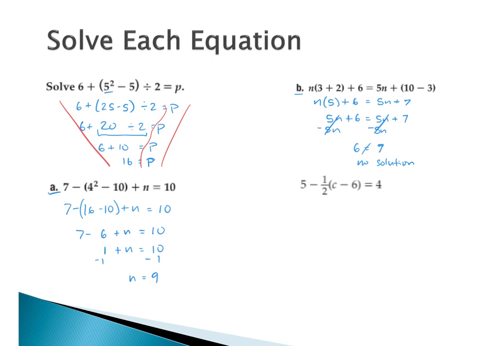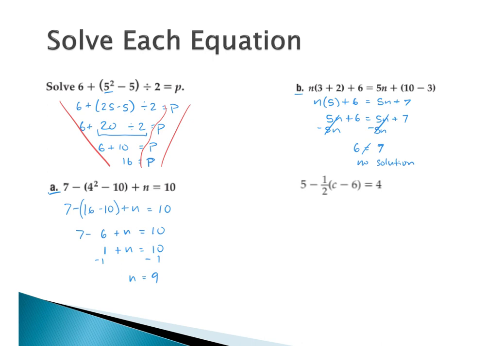So there will be problems where the variables cancel out and you get an answer that doesn't make any sense. 6 does not equal 7. It never has and it never will. If ever you get a problem like that where that just doesn't match up, it's going to be no solution. Now, it's this last one, and then we'll move on.